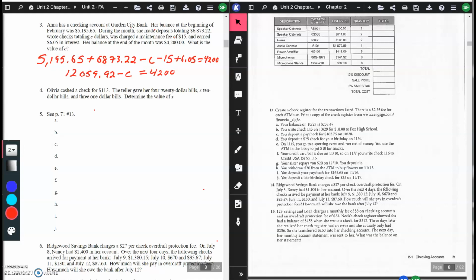Again, let's get our C on this side. So I'm going to subtract my 12,059.92 from both sides. So you're going to get negative C equals negative 7,859.92. And then I don't want a negative C, so I'm going to divide both sides by negative 1, or multiply both sides by negative 1, however you want to do that. So C is really going to equal 7,859.92.